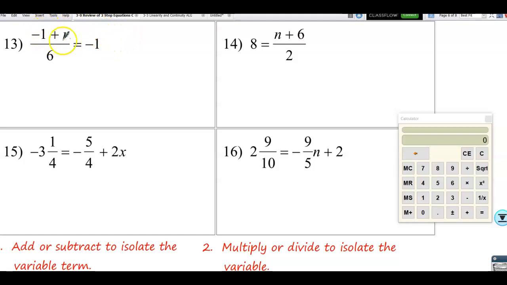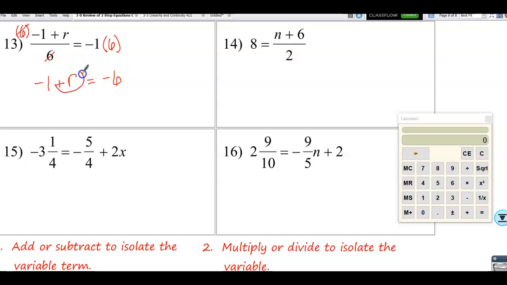Same thing, we have a variable expression that we need to free from this fraction. In order to do that, we multiply both sides by the denominator, 6. Multiply this side by 6. These 6's will cancel, leaving us with just negative 1 plus r on the left, and negative 1 times 6 is negative 6 on the right.